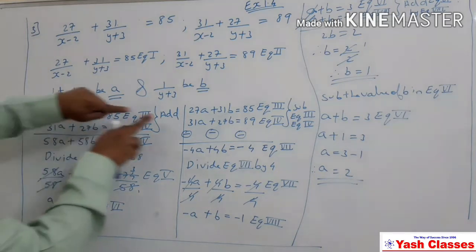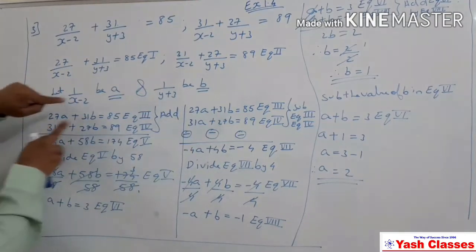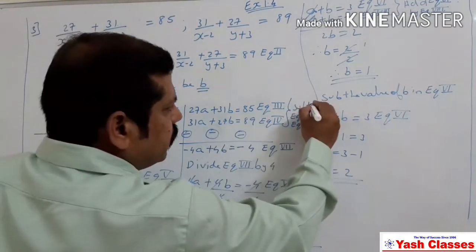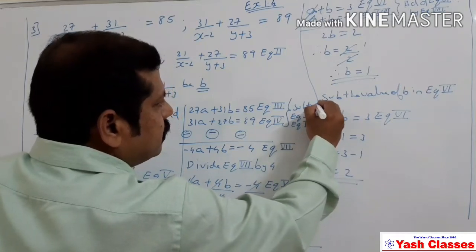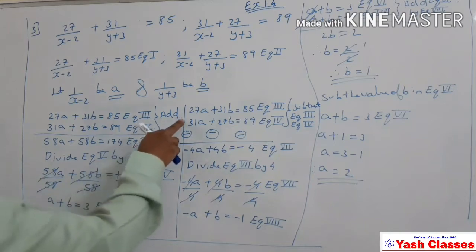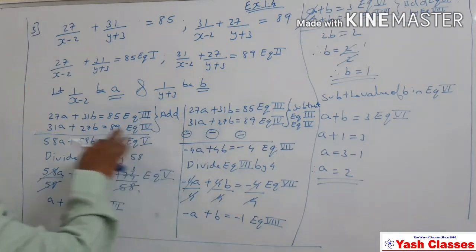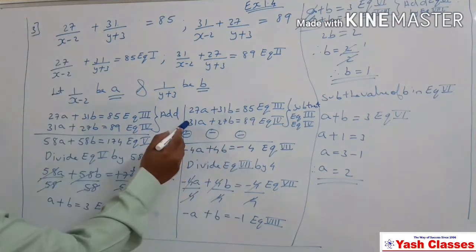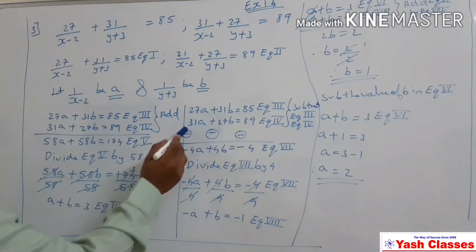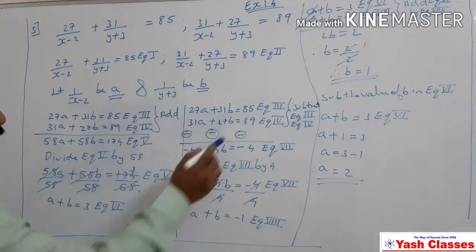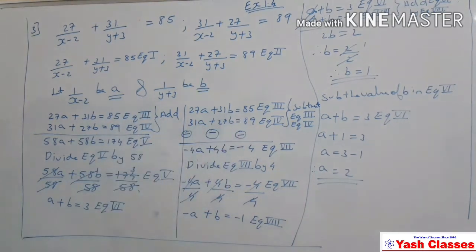Now again you have to take 3 and 4. Now you have to subtract equation 3 by 4. In subtraction, the sign changes. See, in addition there is no sign change, but in subtraction you have to change the signs: if plus is there, you have to put minus, and if minus is there, you have to put plus.